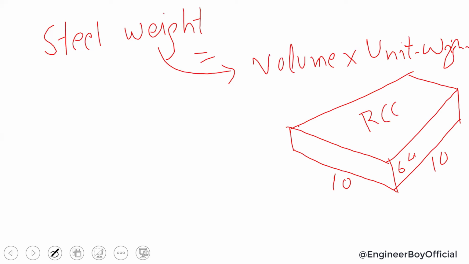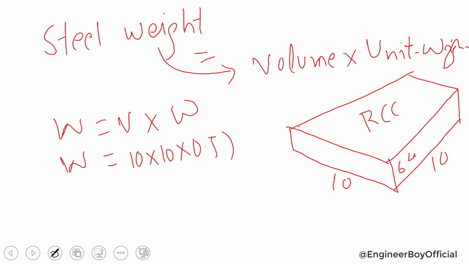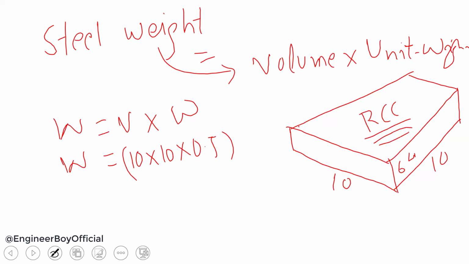What should be the weight of this RCC slab? Of course, you have to take its volume and then multiply it with the unit weight. It's very simple. So the volume can be 10 by 10 times 0.5. This is the volume. Okay, we have learned about these things before. Now, the unit weight, this is very important. What should be the unit weight of RCC work? What should be the unit weight of PCC work?